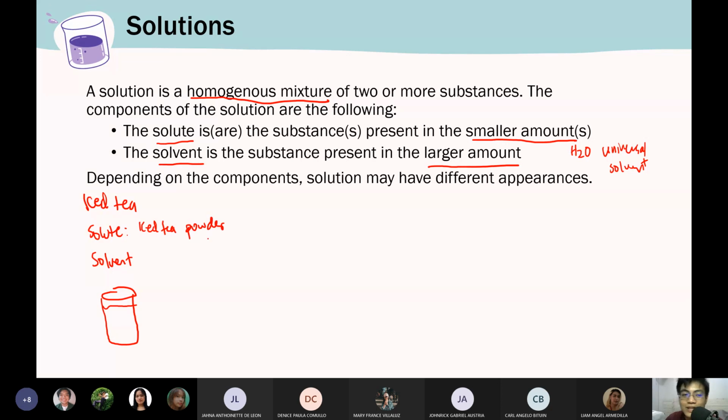Okay? Minsan may asukal pa yan, no? So, pwede po yung maraming solute. Okay? Allowed yan. Maraming solute. Basta onti sila. Okay? And then yung solvent natin, of course, this is water. Siyempre, kapag hindi yan water, di mo yan maiinom. Okay? So, iced tea, the solute is iced tea powder. In the iced tea powder, you have many chemicals in there, such as sugar, sweeteners, colorants, no? And then for the solvent, that is just plain water.